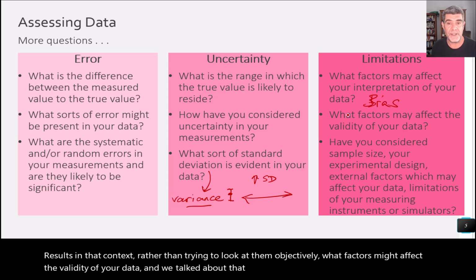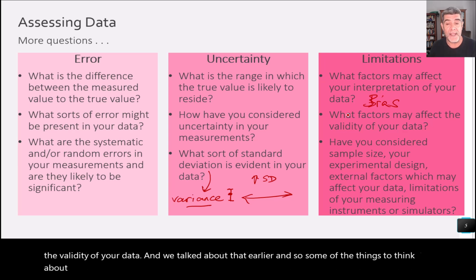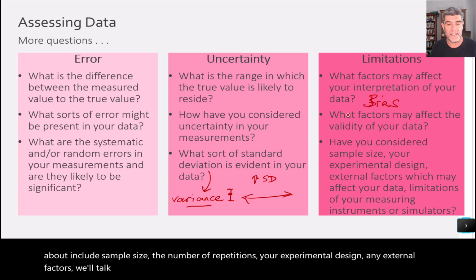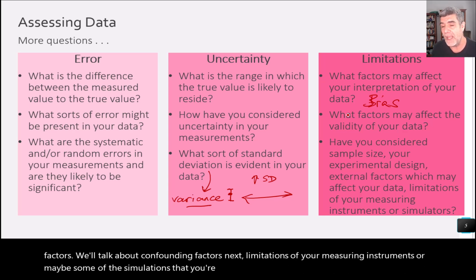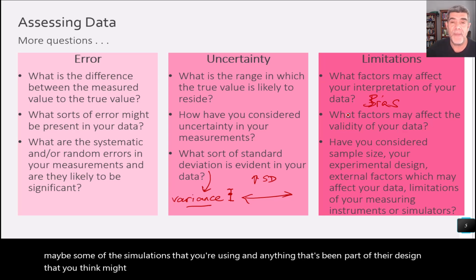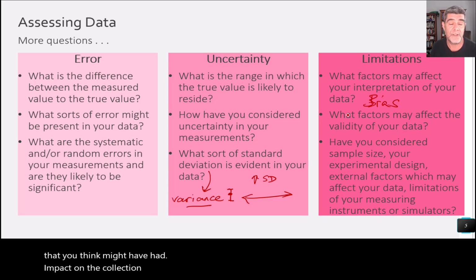Some of the things to think about include sample size, the number of repetitions, your experimental design, and any external factors. We'll talk about confounding factors next. Also consider limitations of your measuring instruments, or maybe some of the simulations that you're using, and anything that's been part of their design that you think might have had an impact on the collection of your results.